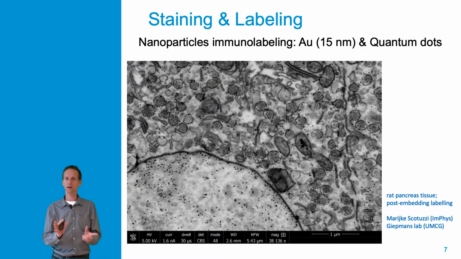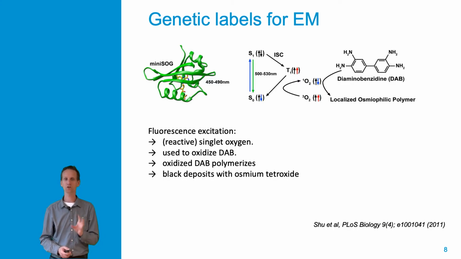Now we know that in light microscopy, one of the big advancements of the last decade was the possibility of having genetic fluorophores. So fluorescent molecules, labels, that can be genetically expressed inside an animal or a cell. And of course, also for electron microscopy, people have been working in this direction. The first genetic label for electron microscopy was the so-called miniSOG that you see depicted here.